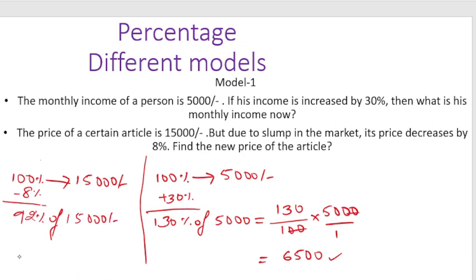Then what will you get: 92 by 100 into 15,000. Nothing is there means by 1. These two zeros get cancelled. That is equal to 13,800 you will get. So this is the new price of that article. Okay, next.